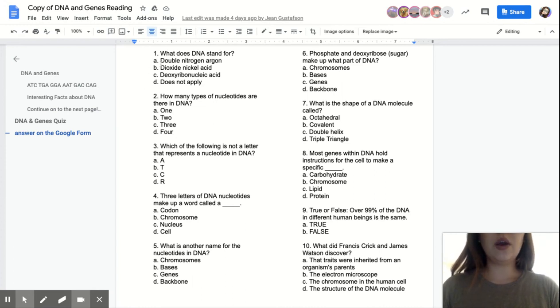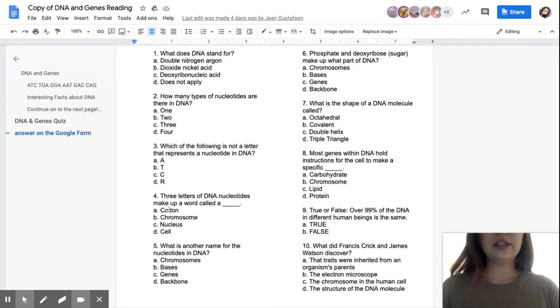Number 1, what does DNA stand for? A, double nitrogen argon. B, dioxide nickel acid. C, deoxyribonucleic acid. Or D, does not apply. 2, how many types of nucleotides are there in a DNA? 1, 2, 3, or 4? 3, which of the following is not a letter that represents a nucleotide in DNA? Is it A, T, C, or R?